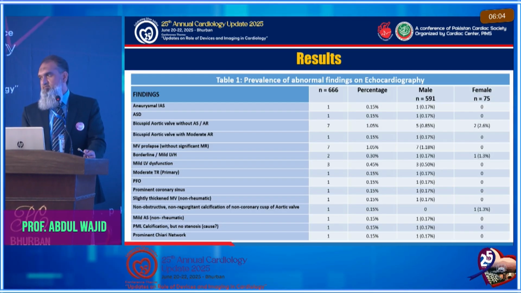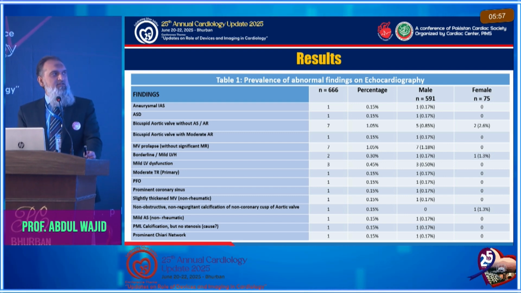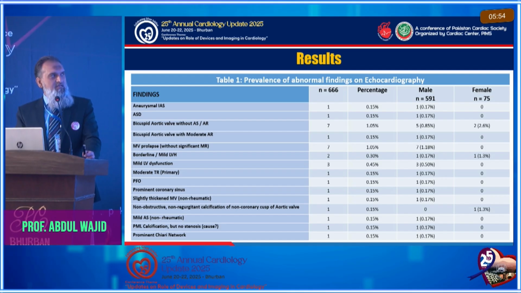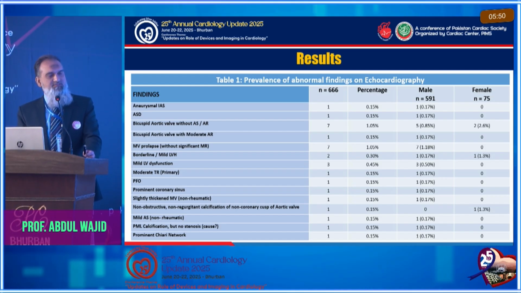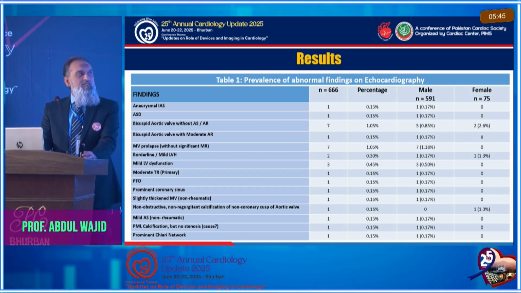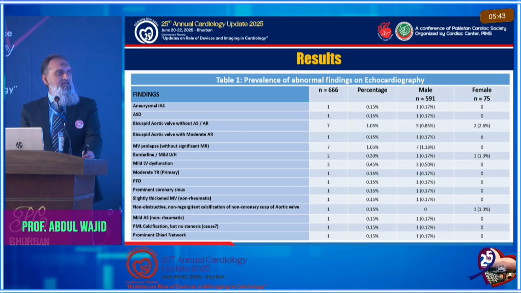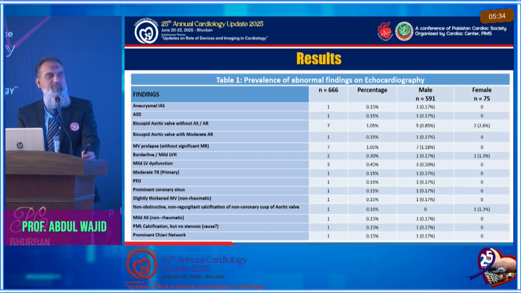So these were the findings which we noted in our study up till now. 666 children were screened. There was an aneurysmal interatrial septum in one patient, an atrial septal defect with moderate pulmonary hypertension in one child, and the main abnormalities were two. One was the bicuspid aortic valve, another was mitral valve prolapse. The most dangerous was in one child who had 2 to 3 plus aortic regurgitation with bicuspid aortic valve and dilatation of the aortic annulus as well. So this child is going to have problems. He has symptoms as well.